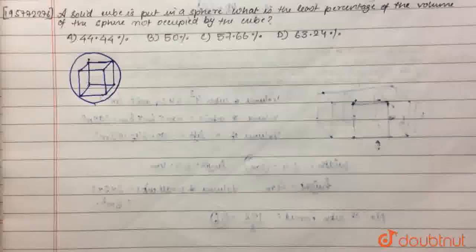So the question states, a solid cube is put in a sphere. What is the least percentage of the volume of the sphere not occupied by the cube?